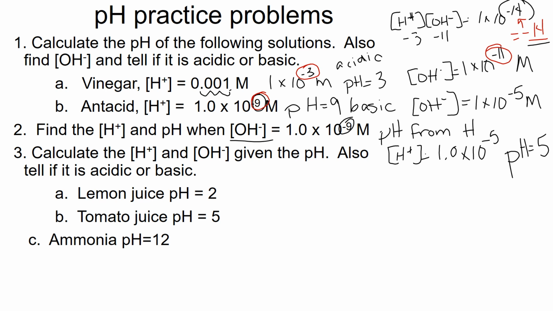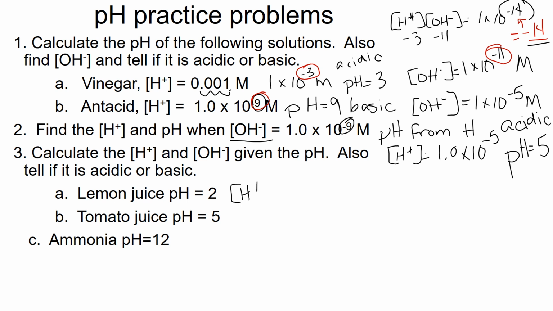So would this be acidic or basic? A pH of 5, that's acidic. We can also go the reverse. If we know the pH, we can find the H and the OH. So let's look at lemon juice. It has a pH of 2. So from that, the pH gives us the H.